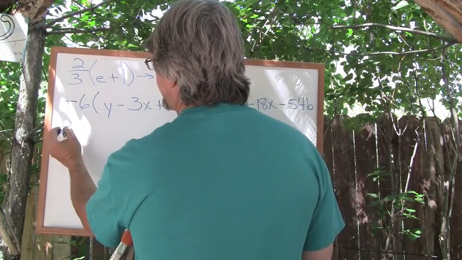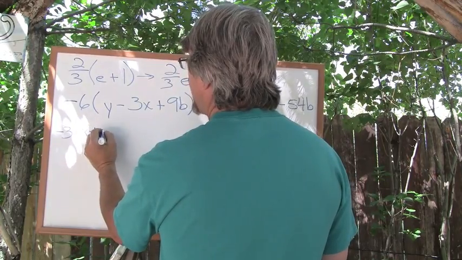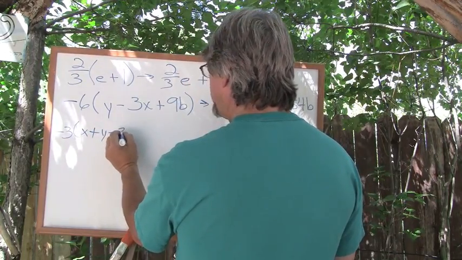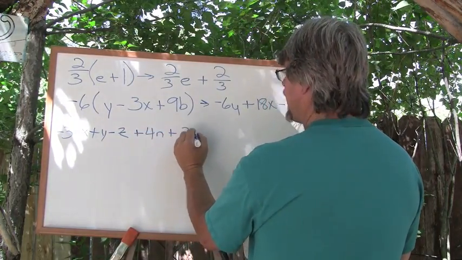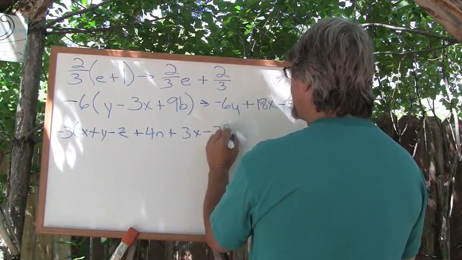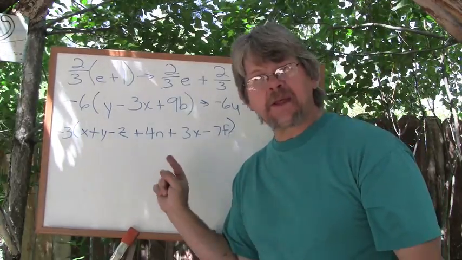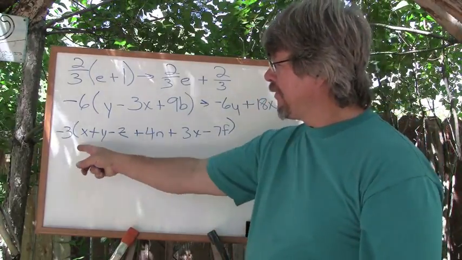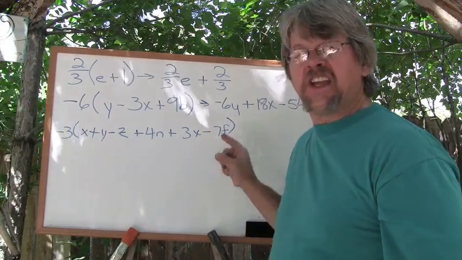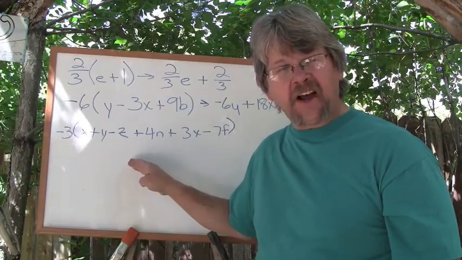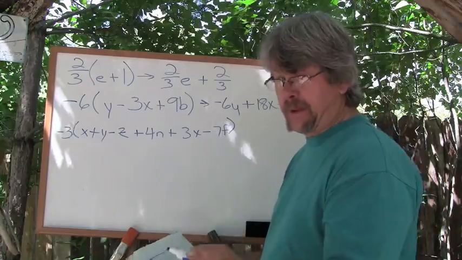And if we have a negative 3 multiplied by x plus y minus z plus 4n plus 3x minus 7f, you go, holy schmoly, there's too many in there. No, there's not. However many terms there are, this is what you distribute that number into each single term. You keep the signs, or you change the signs if you have a negative times a negative, right? Or even a negative times a positive.